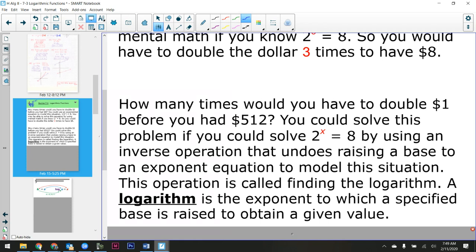That's really what a logarithm is. A logarithm is equal to the exponent to which a specified base is raised.